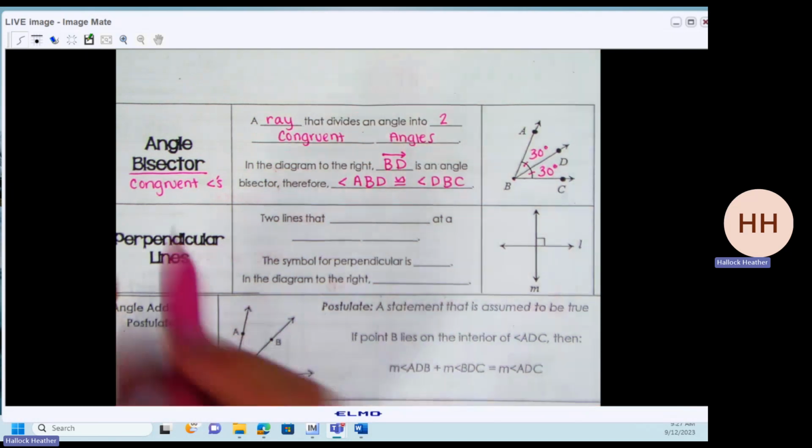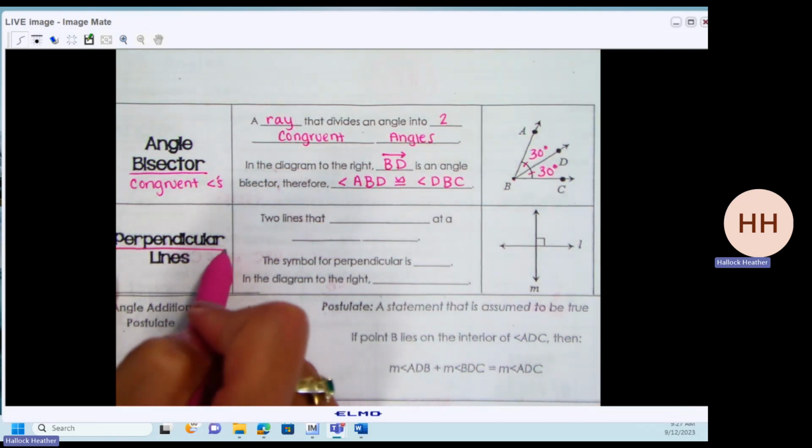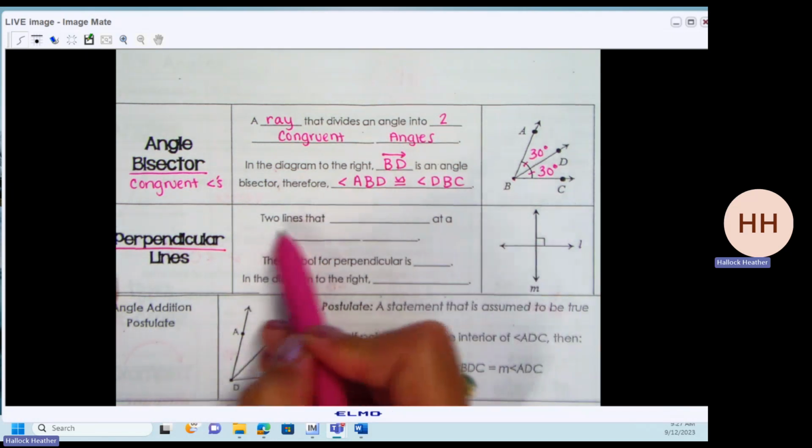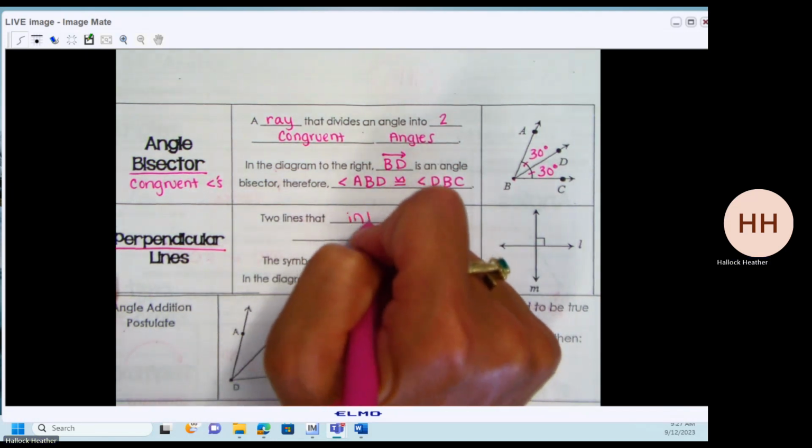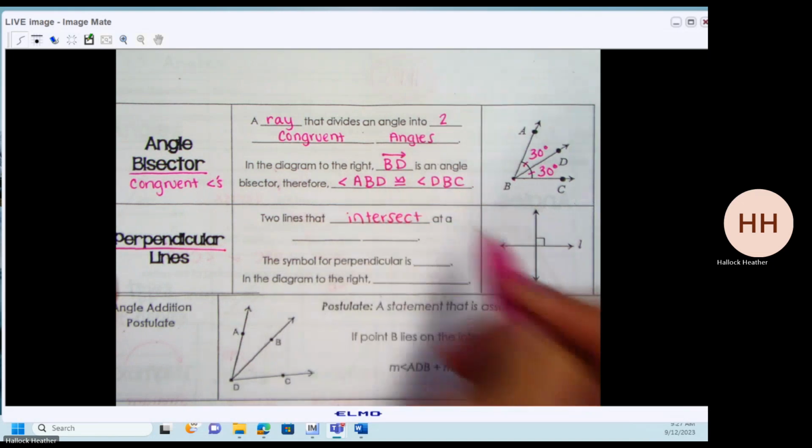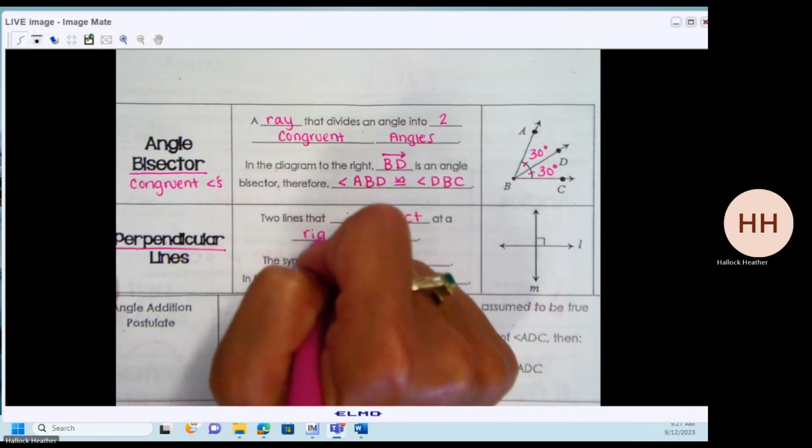Perpendicular lines, this is when 2 lines cross to make a 90-degree angle. So 2 lines that intersect at a right angle.